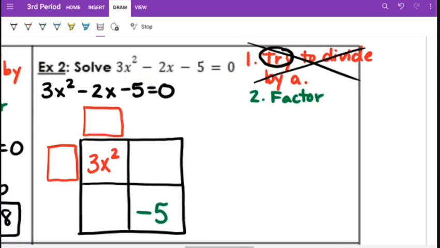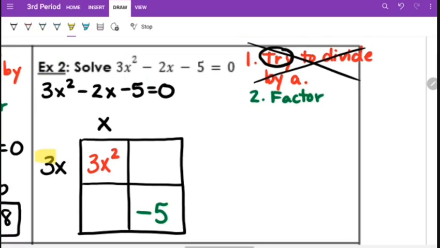Perfect. Joel says 3x times 1x, and that is exactly what we need. So instead of writing it as 1x, I'm just going to write it as x, but it means the same thing. 3x times x gives us x squared. So we could use these two values. So now let's think about what that's going to do to the rest of our grid.